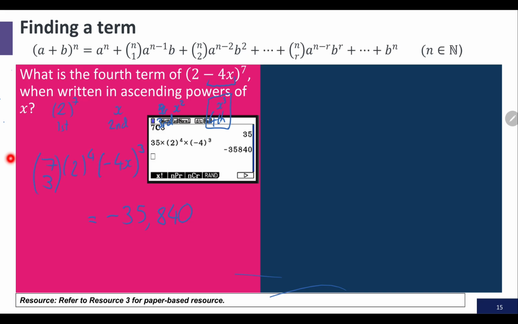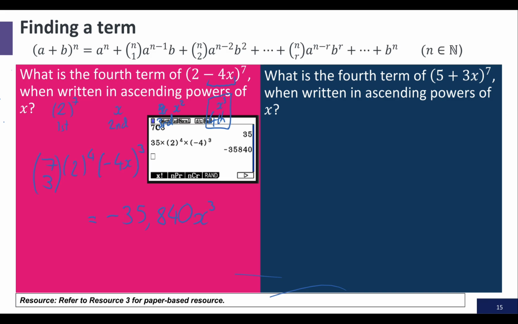And it asks for the fourth term, and I've only written the coefficient. It's going to be x cubed. So that's written in the ascending powers of x. Let me show another example. In fact, you guys can have a go at that one. It's very, very similar to my example. Pause the video and have a go now.